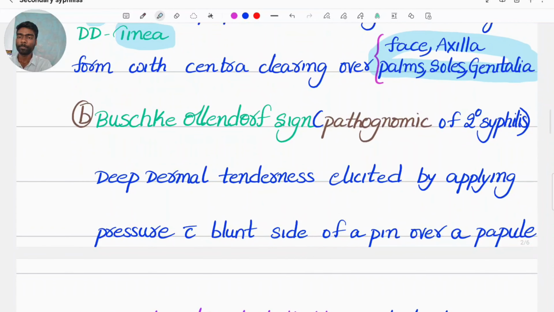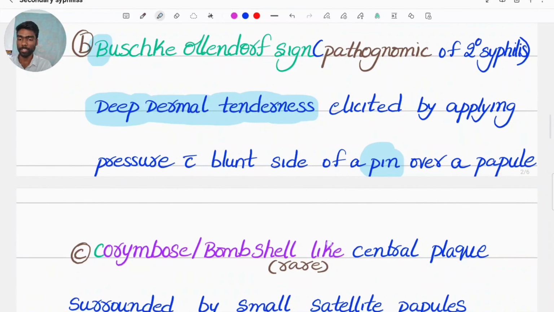Next, Buschke-Ollendorff sign. It is a pathognomonic sign of secondary syphilis. It is nothing but a deep dermal tenderness elicited by applying pressure with the blunt side of a pin over a papule. On pressing with the blunt side of a pin, there will be deep dermal tenderness, which is nothing but Buschke-Ollendorff sign, pathognomonic of secondary syphilis.